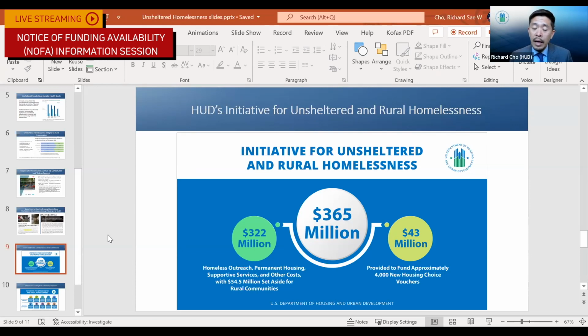So we put out a NOFA a couple of weeks ago that provides $322 million on a competitive basis to communities. In addition, in a few weeks, we'll be issuing a notice that indicates how those communities will be prioritized to receive these housing choice vouchers as well. So it's a combination of grant dollars and vouchers. Out of the $322 million, $54.5 million will be set aside for rural communities.